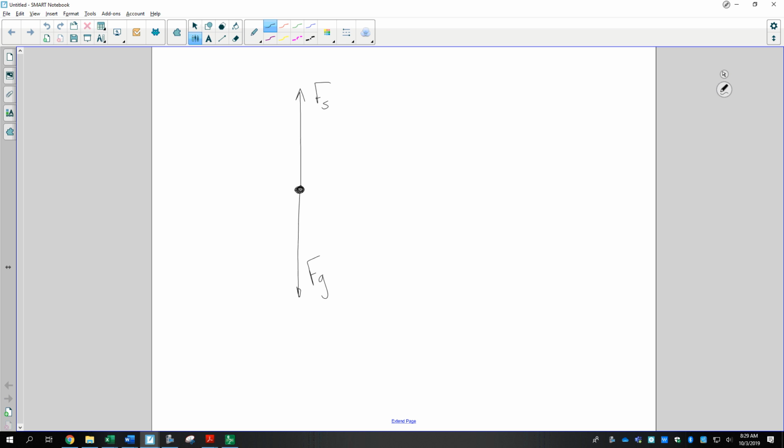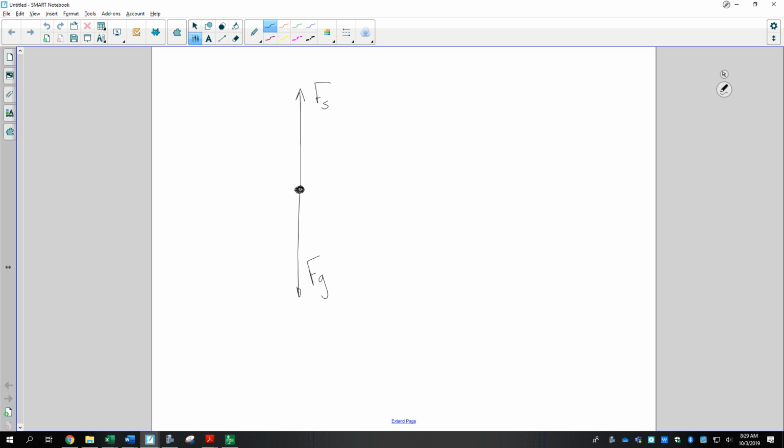If you want to write the whole word spring, you can. I put Fs. All right, the spring pulls up, gravity pulls down. And specifically because this object is at rest, or what we call in equilibrium, it tells us something about these two forces. Can you guess what it is?